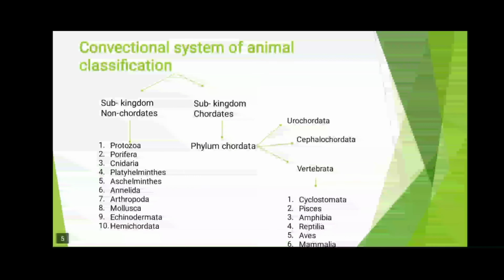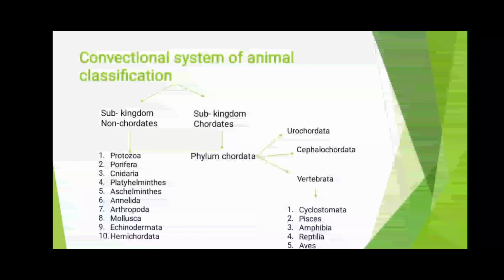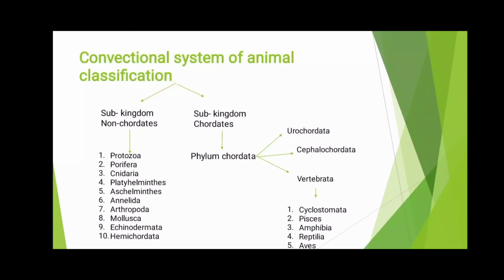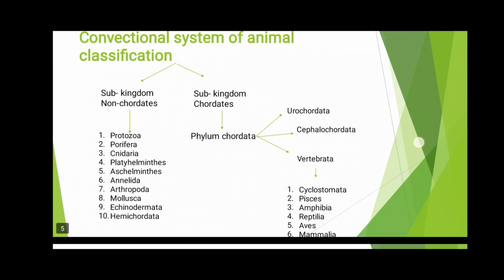Okay, now the next one is Mollusca. The body of this animal is soft and slimy, hence they are referred to as Mollusca. Why are they referred to as Mollusca? Because they have a very soft and slimy body. Mollusca means soft. This is the second largest phylum in the animal kingdom. Understood?